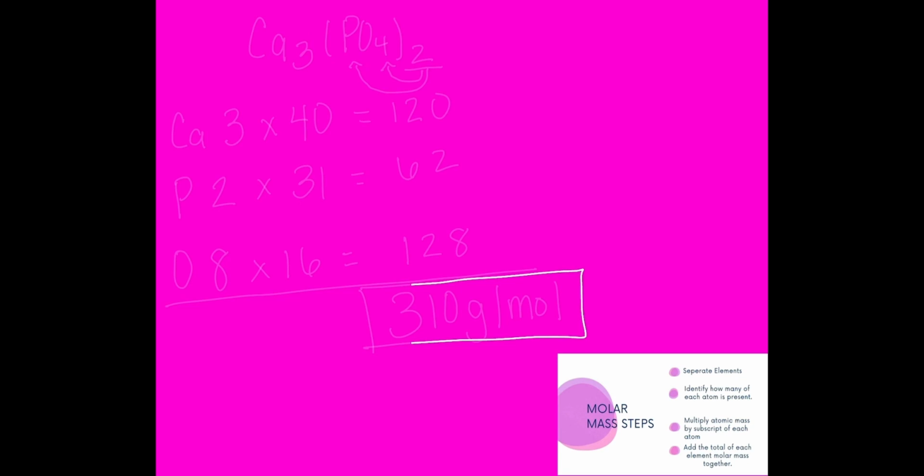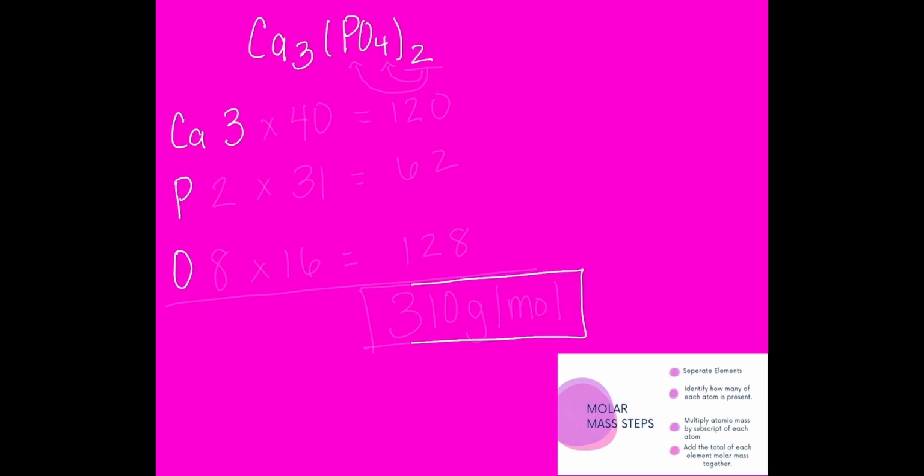Our next example is Ca3(PO4)2. In this example, we have a subscript on the outside of the parentheses. This is where people usually get tripped up, but if you pay attention, you will never get tripped up again. So again, we're going to adhere to the steps. We separate our elements: we have Ca, we have P, and we have O. Then we identify how many of each element is present.